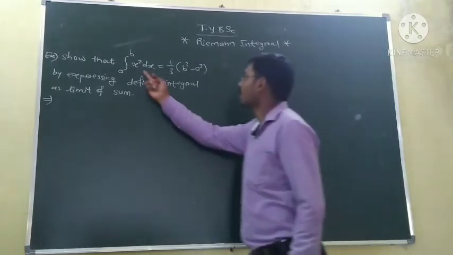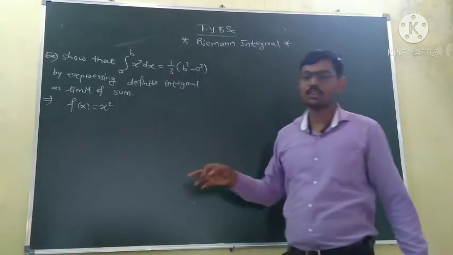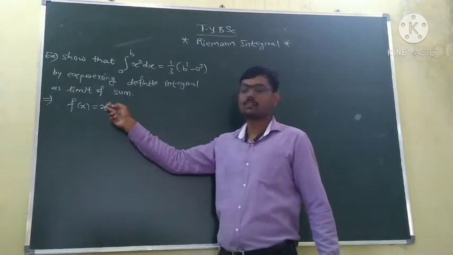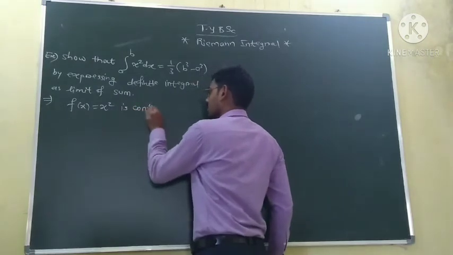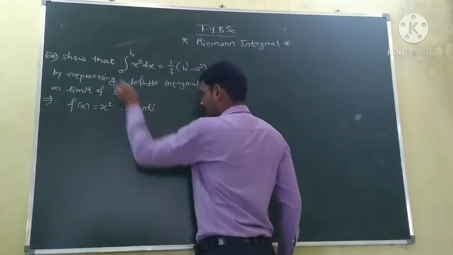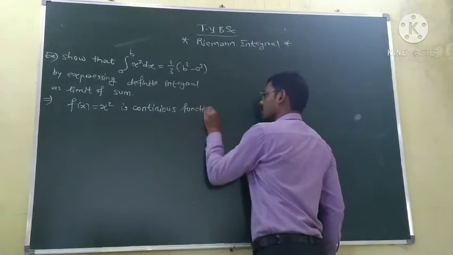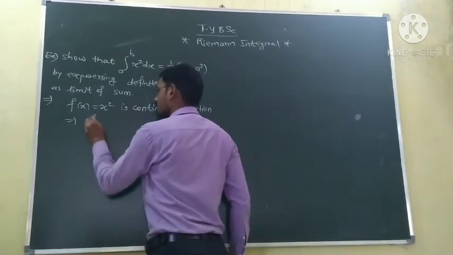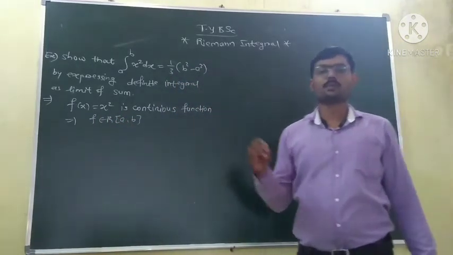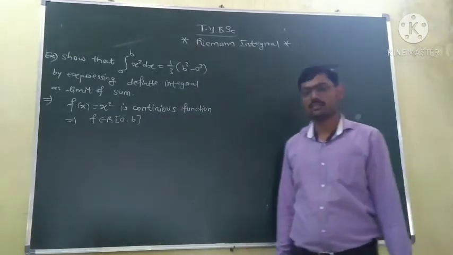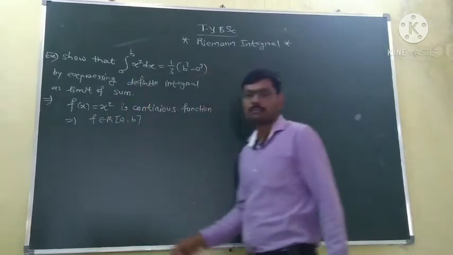Now here our function is f of x equal to x square. This function is continuous everywhere in R, so it is continuous on the interval [a, b]. A polynomial function is always continuous. So f of x equal to x square is a continuous function. This implies the function f is Riemann integrable on this interval, because every continuous function is always Riemann integrable. We have seen this criterion.